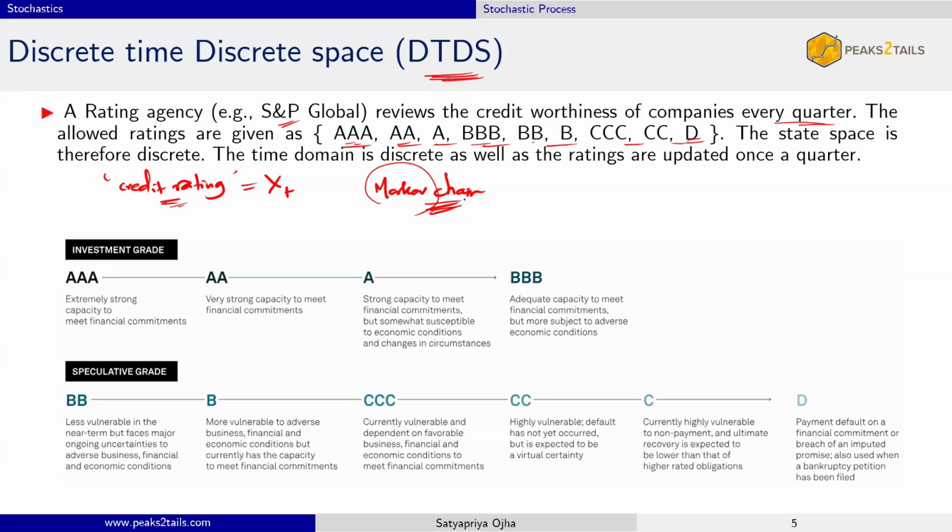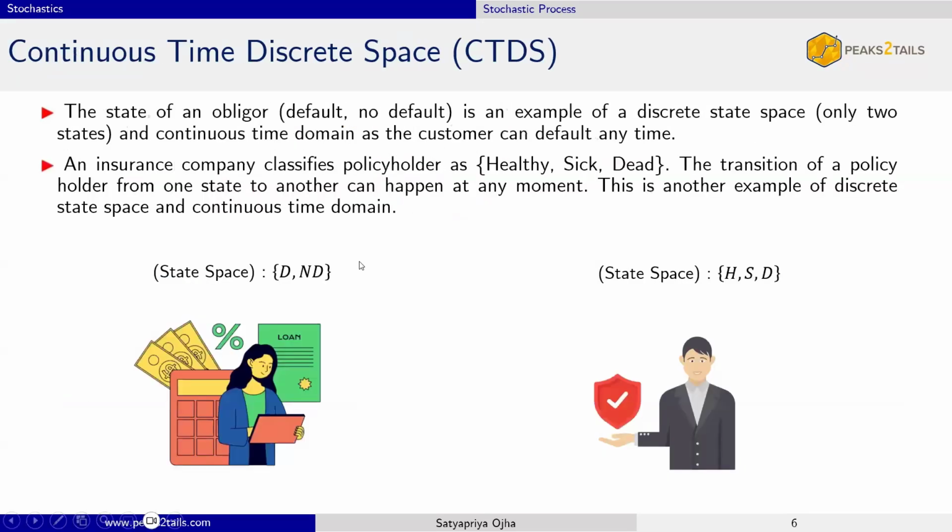Is this example clear, guys? Discrete space, discrete time. Okay, let's move on. Next one, continuous time, discrete space. That means there is something that you are measuring which can only take a discrete set of values because it is discrete space. But the change in that value can happen anytime. There is no fixed frequency. It's a continuous time domain. So the update or the change in the stochastic process can happen anytime.